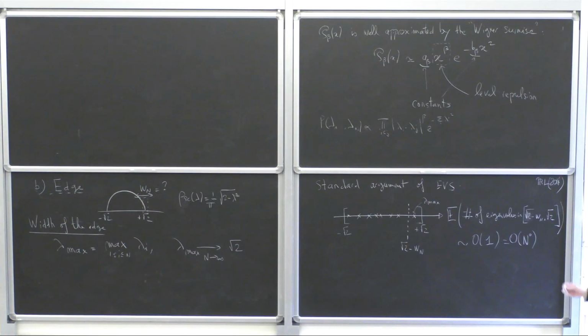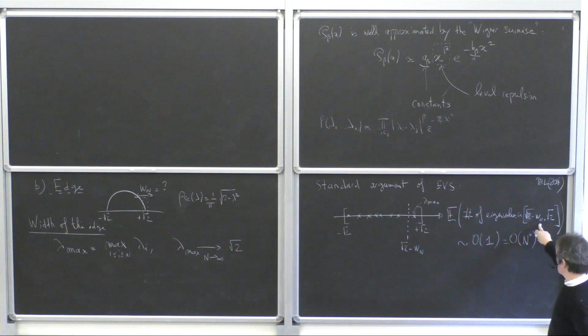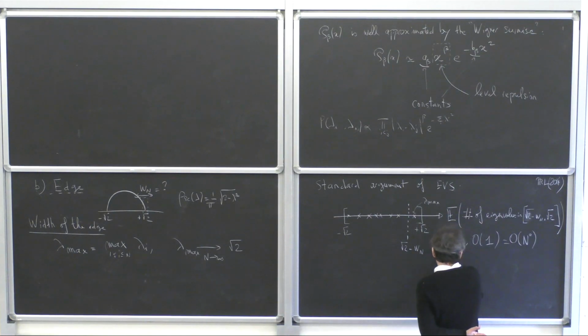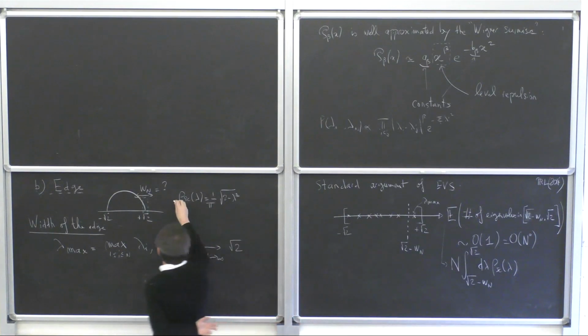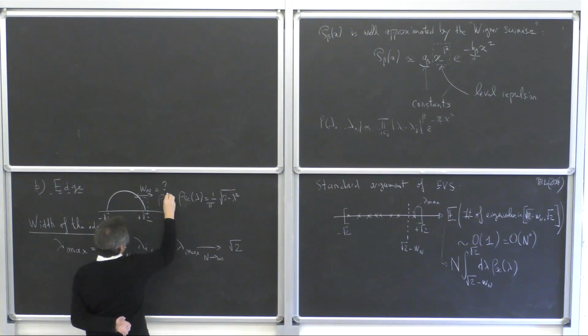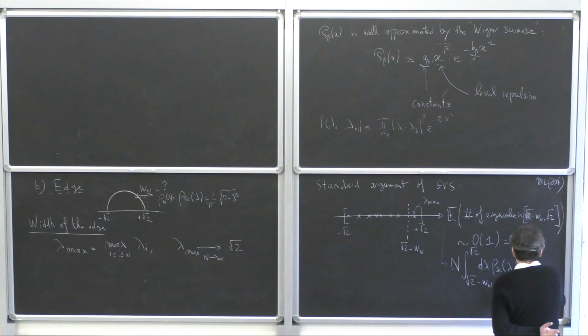Okay, so now let's estimate what this guy is. Well, what's the number of eigenvalues that I have in this interval? Well, this is just n times the integral between square root of 2 minus Wn and square root of 2 of d lambda, rho n of lambda, or rho sc of lambda here. In general, that could be rho n. That should be of order 1.